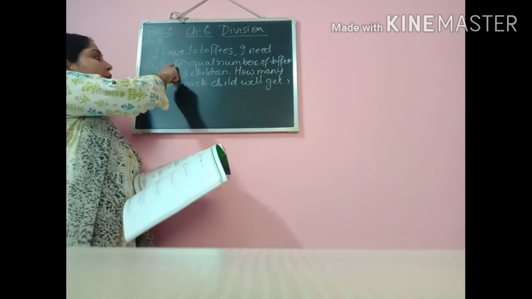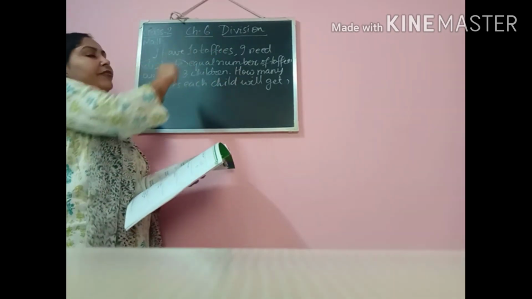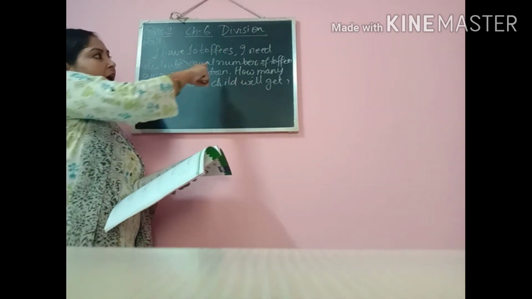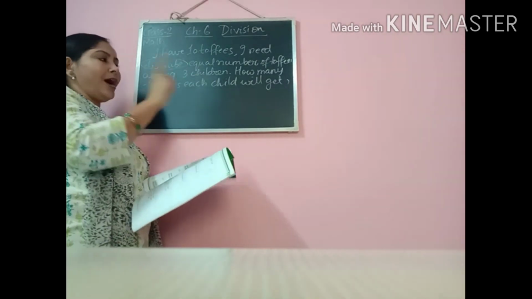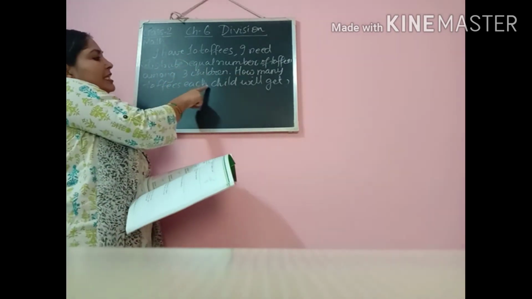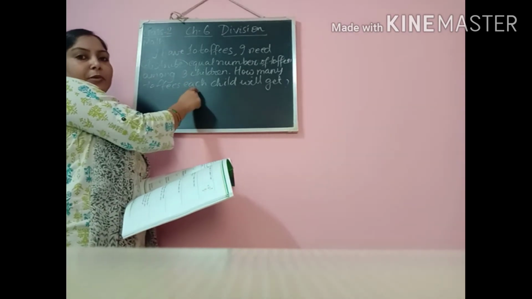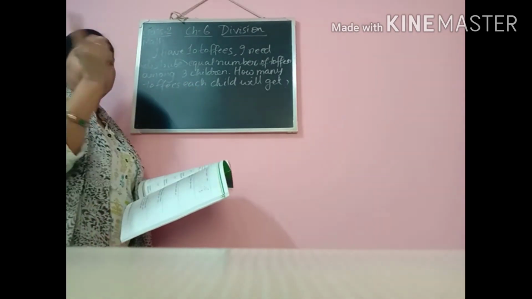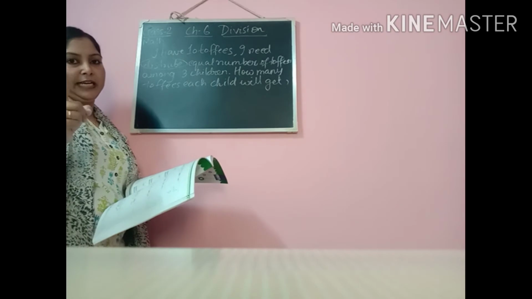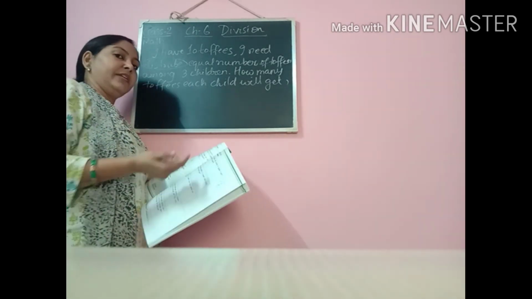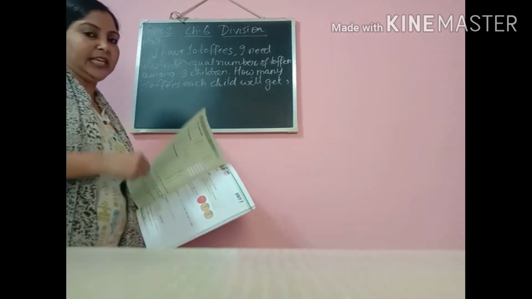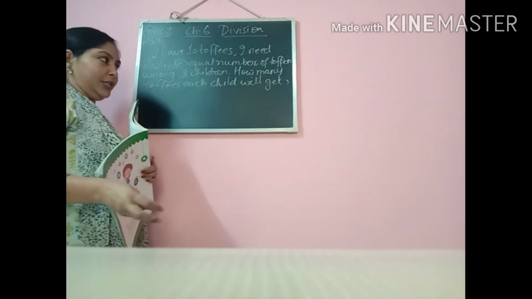Absolutely. Over here I have many toffees and I have to divide among 3 children. Now, one child, each child, how many toffees each child? I am trying to find out the number of toffees each child will get. One child will get, okay, everybody, one. Now all the 3 will get how many toffees each? So that is what my question is.